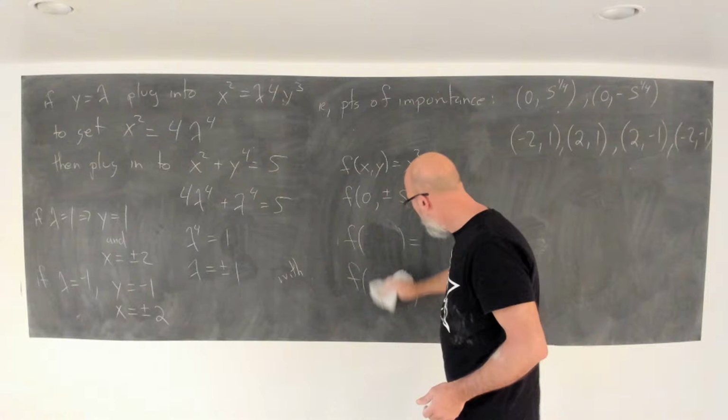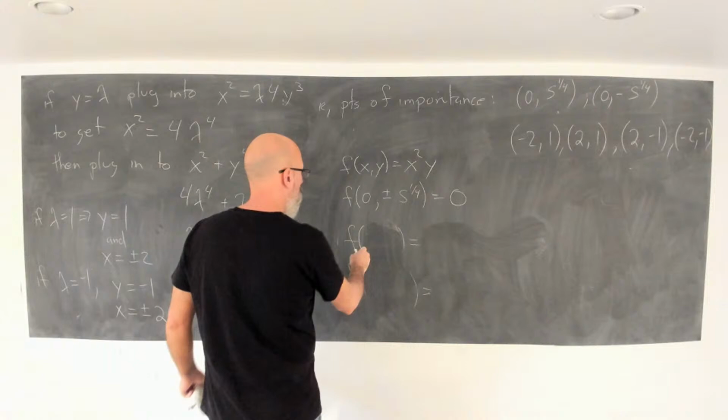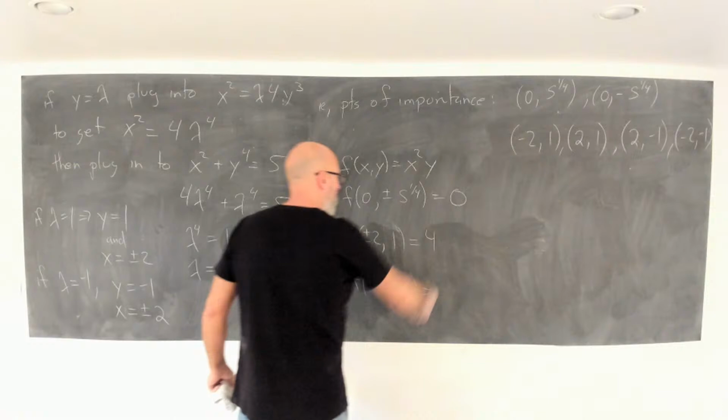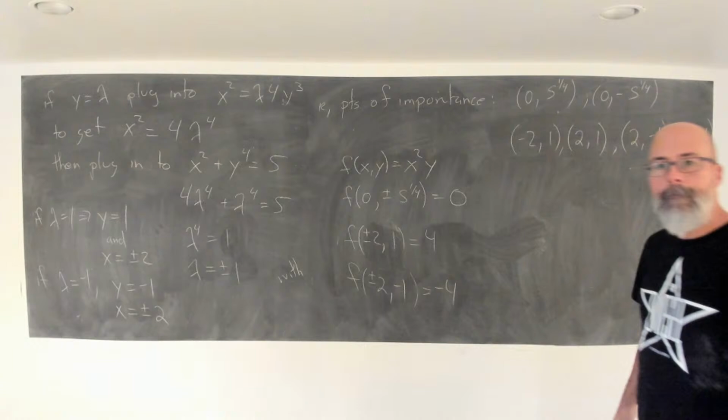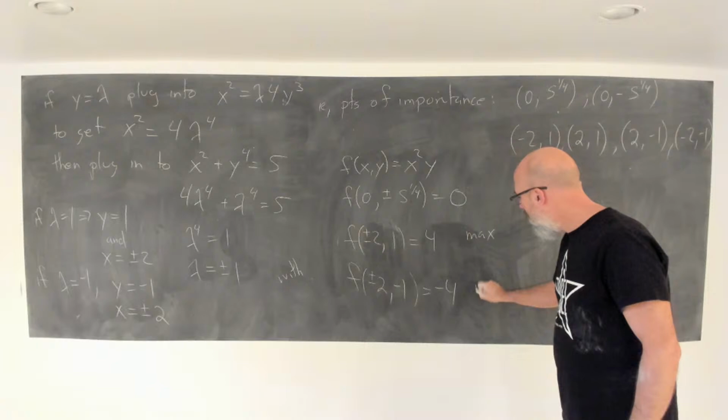When x is plus or minus 2 and y is 1, we get 4. And when x is plus or minus 2 and y is minus 1, we get a minus 4. Well, not much harm done there, but you're right. So, sorry about that. Here we go.